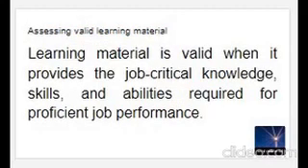The assessment of learning material is a quality assurance process, and in order for the material to reflect quality at the end, we must have quality in every stage of the development of the material. When assessing training material, the assessor is checking that the material is valid. That means the assessor must assess the training material and determine if it actually provides the job-critical knowledge, skills, and abilities required for proficient job performance.